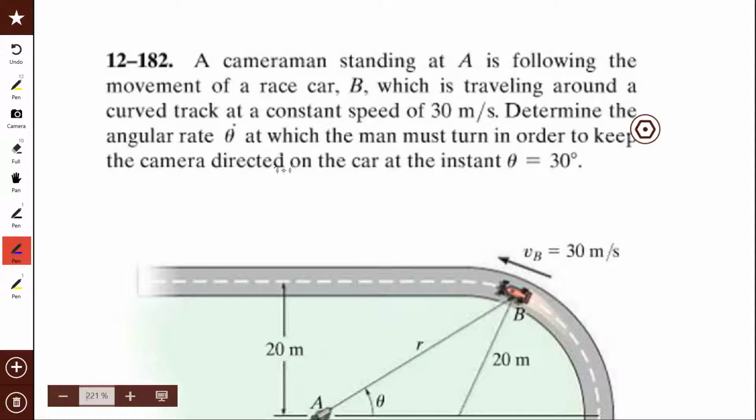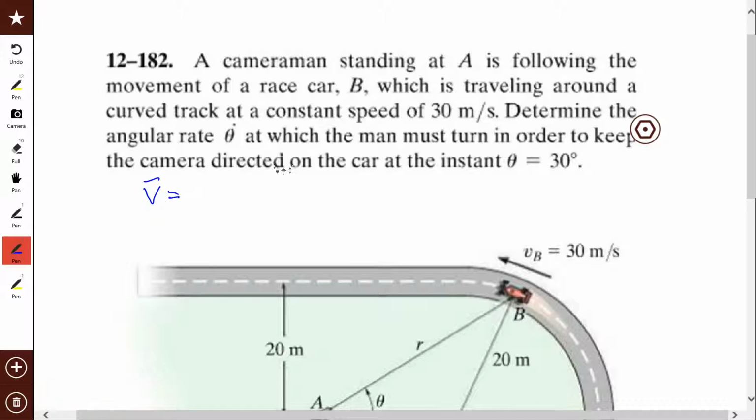It's not a time span problem, so I'm not going to integrate anything. So I'm going to write down what they tell me, and what they say is that the speed is 30. So I know that the velocity is equal to 30, and it'll be in the tangent direction. They also talk about wanting theta dot, so I'm also going to write down the formula that has theta dot in it, which looks like this: r dot u_r plus r theta dot u_theta.